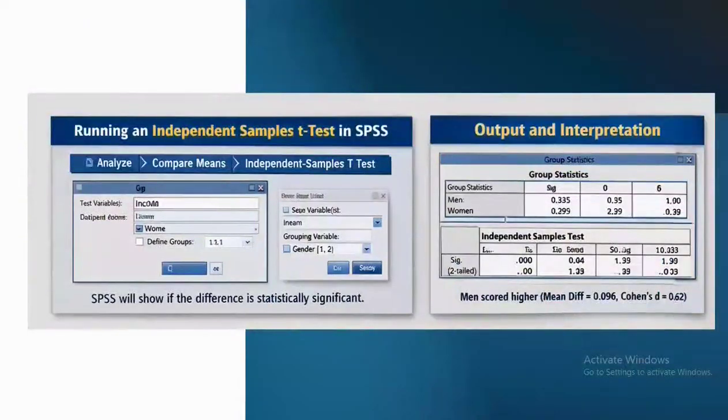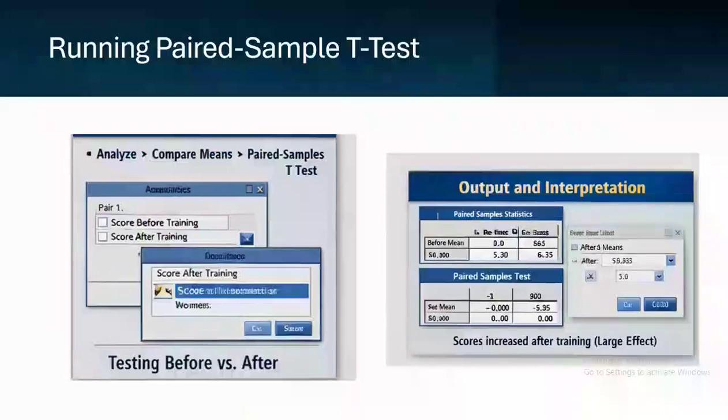The mean difference is about 0.096, with men scoring higher. Cohen's d is 0.62, which indicates a medium effect size. In plain words, men scored significantly higher than women on the income index, with a moderate difference. Women's scores were more varied, showing greater spread.